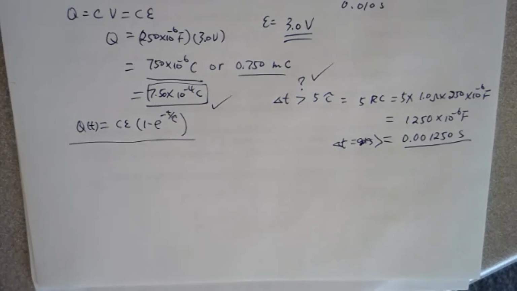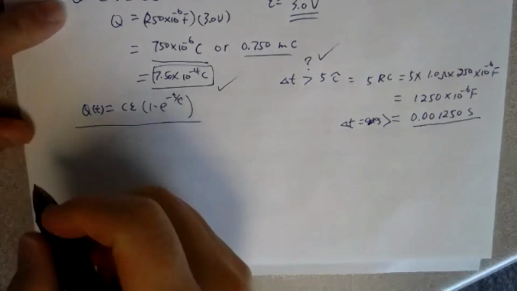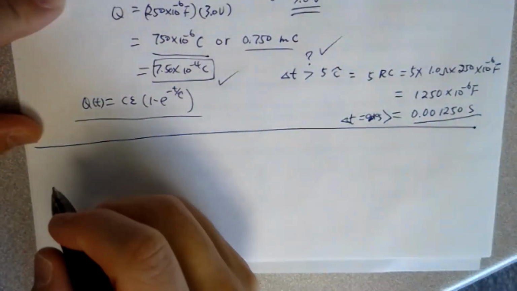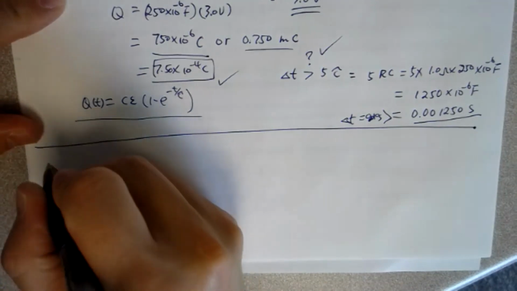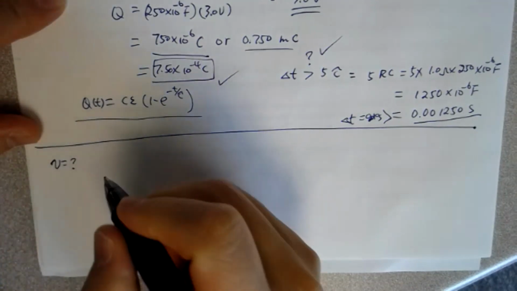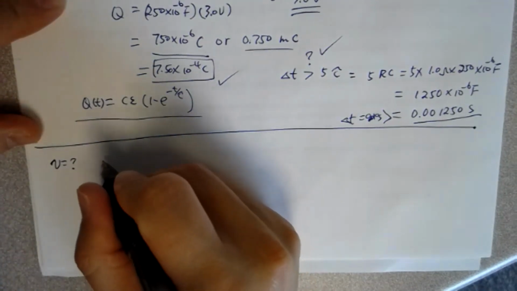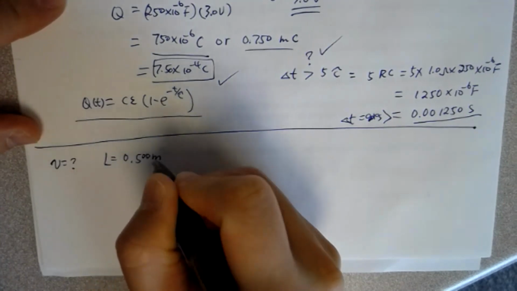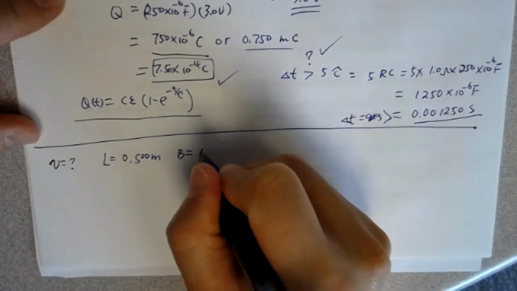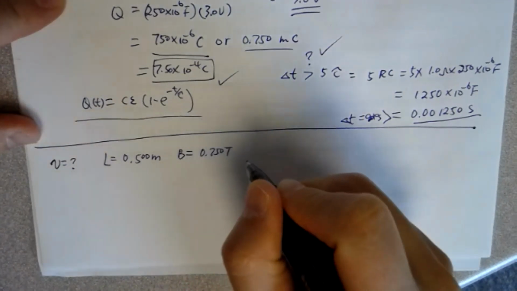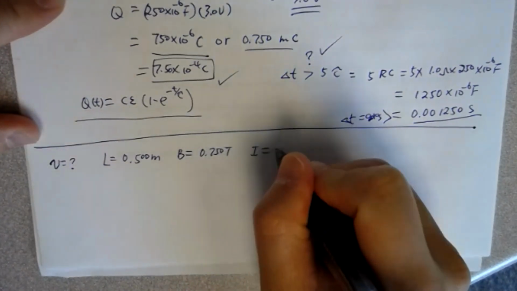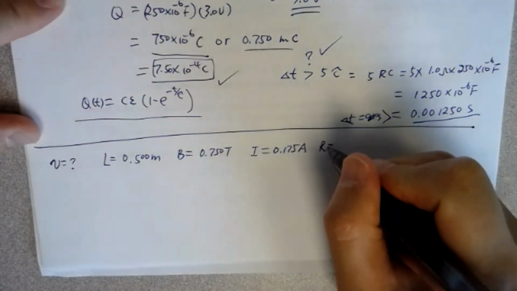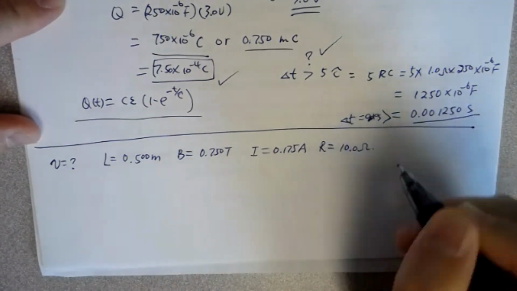So that EMF will be the power supply of the whole circuit. We are looking for V, and we are given L, in this case 0.500 meters. We are given B equal to 0.750 T. We are given current I equal to 0.175 A. We are given R equal to 10 ohms.